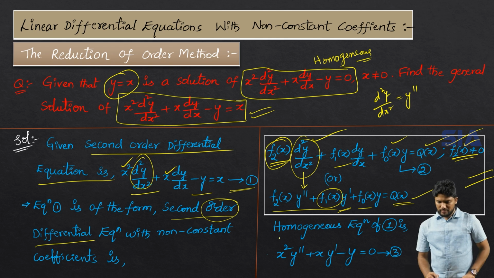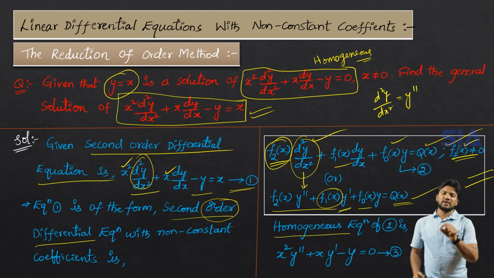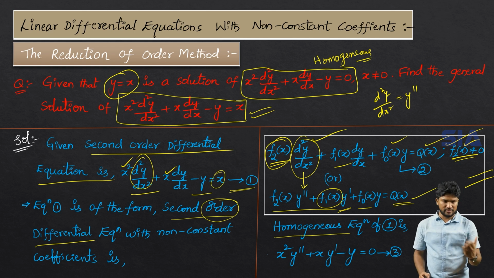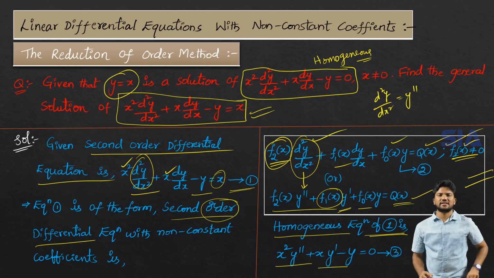And from the given data, equation number 1 is not a homogeneous equation, it is a non-homogeneous equation. Why? Because you have that RHS value, an algebraic function x. For that non-homogeneous equation, the homogeneous equation is given by x² y double dash plus x into y dash minus y is equal to 0. That is taken as equation number 3.